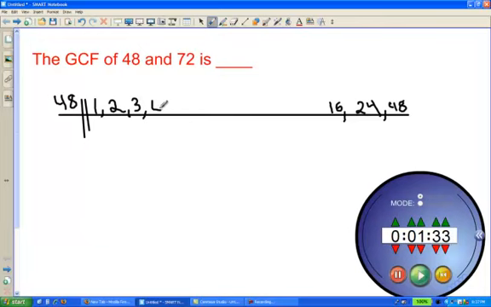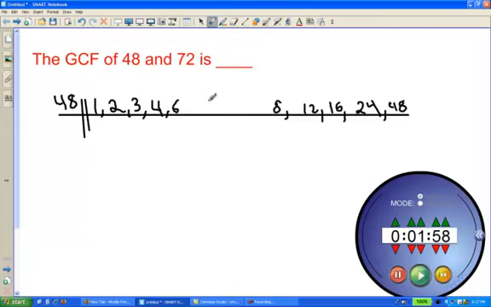Yes, it will. 4, hopefully you know this by memorization. 4 goes in there 12 times. You should know your multiplication tables up to the 12, so hopefully you know that one. Will 5 go in? No. 5 won't work. Doesn't end in a 0 or 5. Will 6 work? 2 and 3 go in? Yes, it will. 6 will work. 6 times what gives me 48? Well, that'll be 8. Again, that's something you should just know.